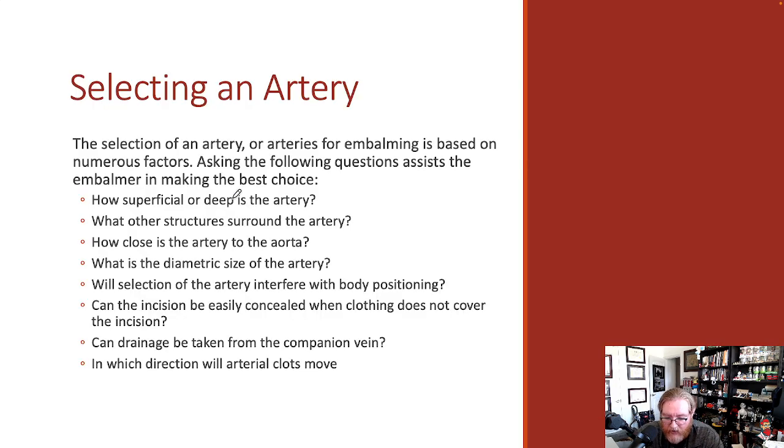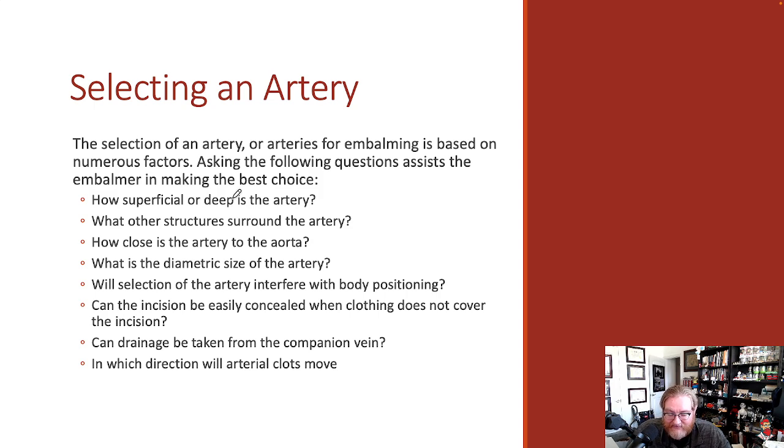The selection of an artery or arteries for embalming is based on numerous factors. Asking the following questions assists the embalmer making the best choice. One: How superficial or deep is the artery? Can I make a cut and find it, or have to make a cut and go mining? Two: What are the structures surrounding the artery? When I make my cut and I go in and I start dissecting, what other things are in the area that could either confuse me or cause problems later because they could themselves start being leakage sources?